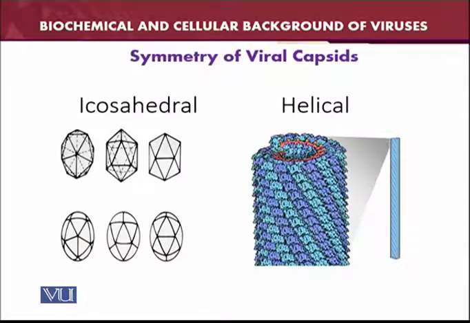Symmetry of the different viral capsids. As we already studied, a virus can be helical in shape, for which we take the example of the Ebola virus, and then it can be icosahedral. Icosahedral has different corners. Here we give the example of icosahedral, which can also be a rounded shape. It has different corners, maybe 20 corners, maybe 32 corners.